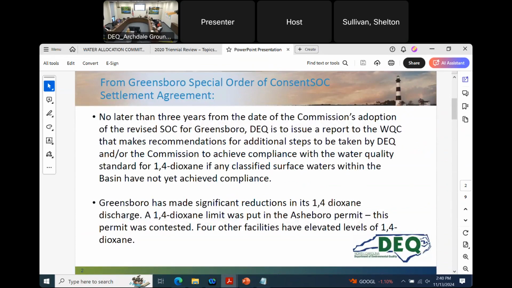So, the final report on 1,4-dioxane in the Cape Fear Basin and the path forward. Why am I doing this report? Because the Greensboro Special Order by Consent actually had a settlement agreement. Part of that settlement agreement, we had to keep you informed as to what all our studies and actions were in the Cape Fear on 1,4-dioxane, specifically with Greensboro and other facilities. I'm calling this the final report, though you can always ask us for more. It's just what is needed out of the settlement agreement. We had to do a final report. That would be this one right here.